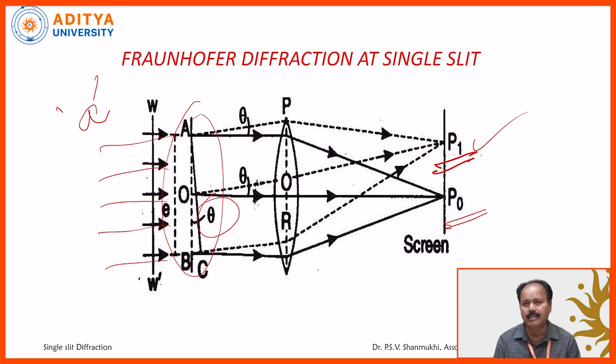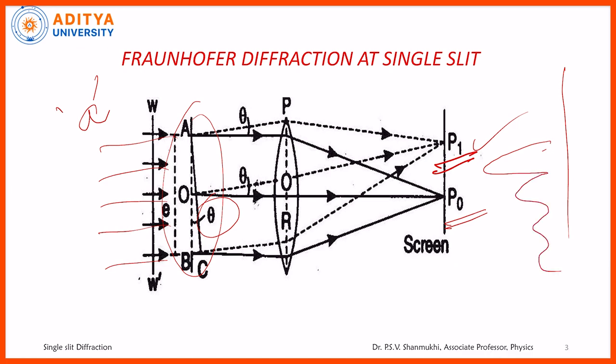What kind of intensity do we get on the screen? We get the central maximum, first order, second order, like this. This is the central maximum, the first order maximum given by I1, the second order maximum given by I2, a symmetric pattern we get. So mathematically we will analyze the same.